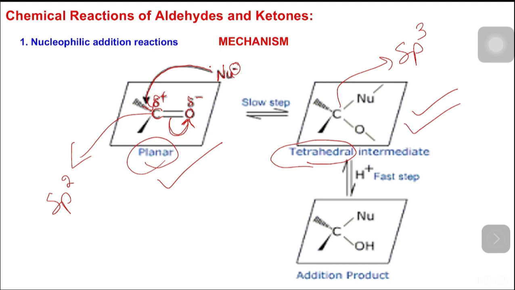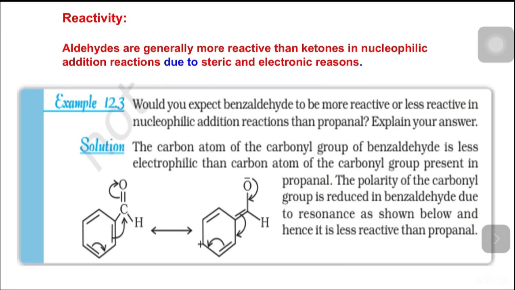This was the intermediate. Now, when the nucleophile has attacked and this electron density has shifted, you should show a negative charge here. And then if there is a negative already, H plus will come immediately. That's why this is the fast step, two opposite charges attracting each other, and you finally get the addition product. Let us understand this with specific examples.